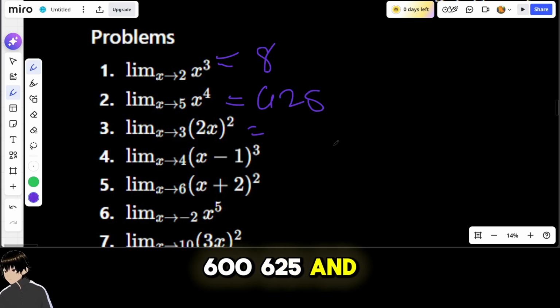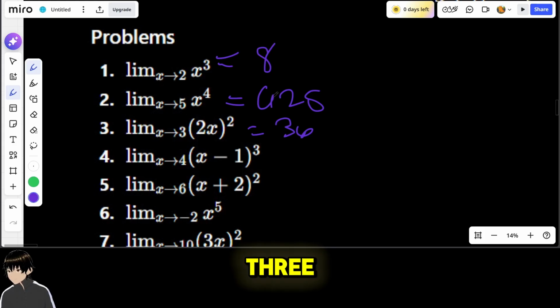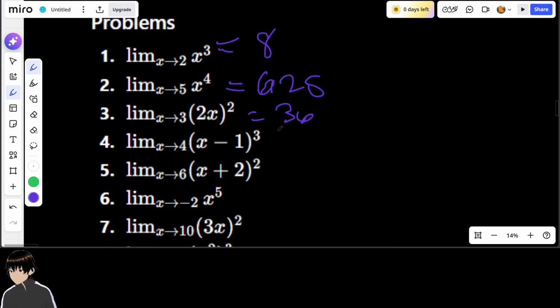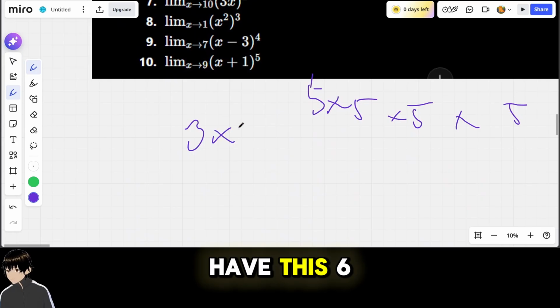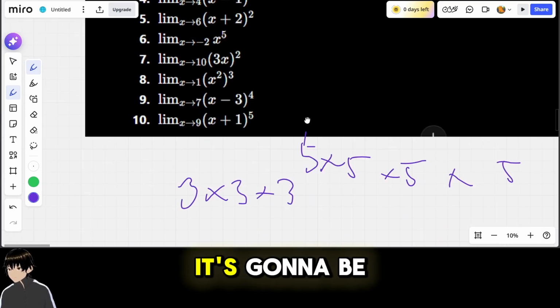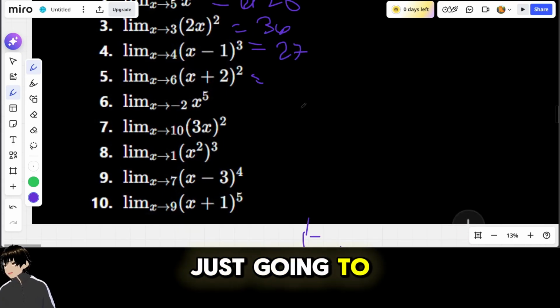625. Then we have 4 minus 1. Okay, 4 minus 1 is going to be 3. So 3 cubed, 3 times 3, 9 times 3, it's going to be 27. So now we have this. 6 plus 2, it's going to be 8. 8 times 8, okay, 8 cubed, it's just going to be 64.